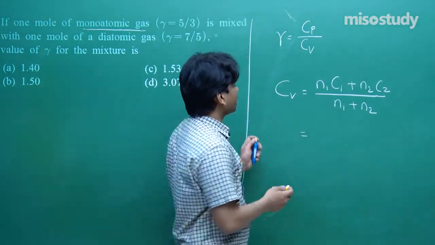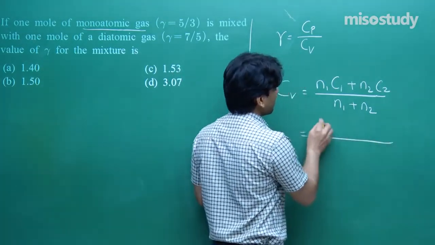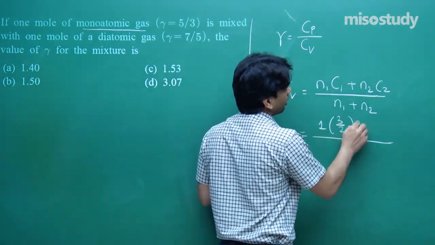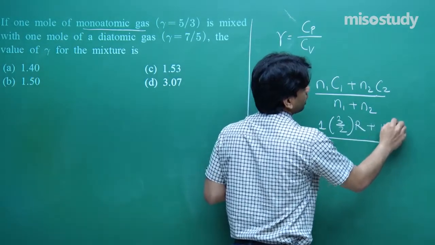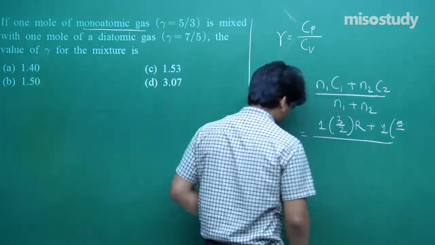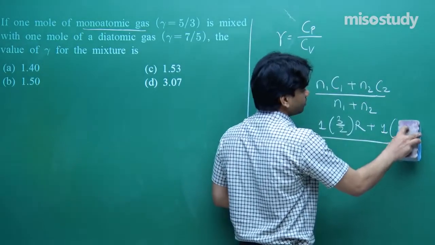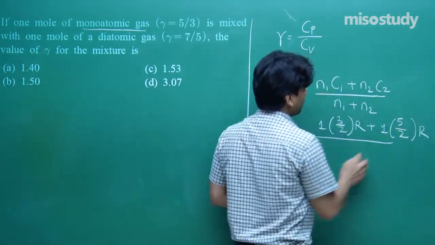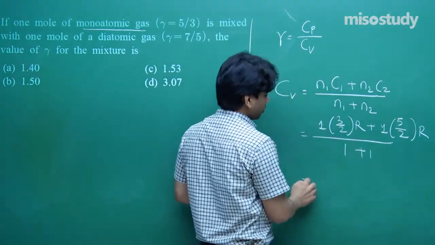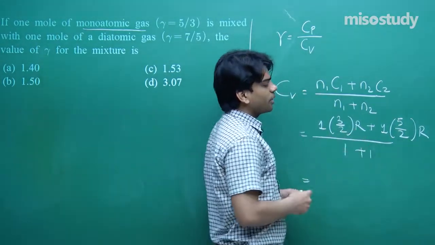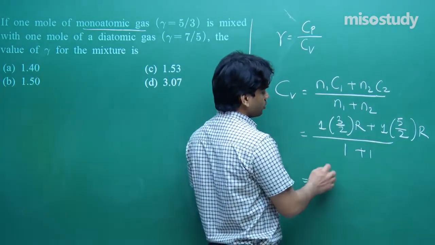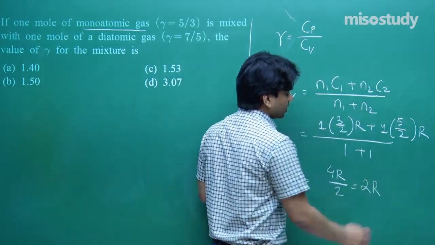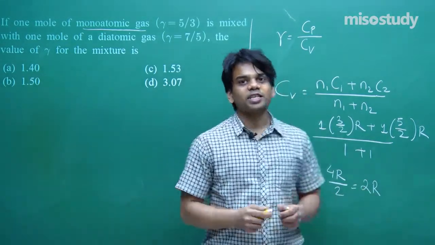So let me put this as equal to N1, that is 1, times 3 by 2 R, plus N2, that is again 1, times 5 by 2 R. This is what you have to place, divided by 1 plus 1, that is 2. So this gives 3 by 2 R plus 5 by 2 R, that is 8 by 2 R, so you will get 4R by 2, which is equal to 2R. This is the value of Cv for the mixture that has been provided.